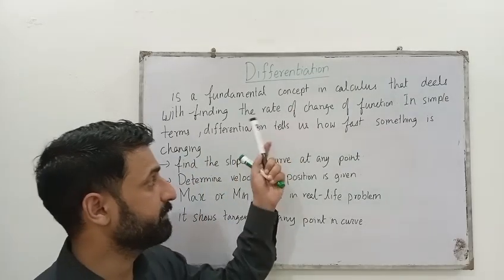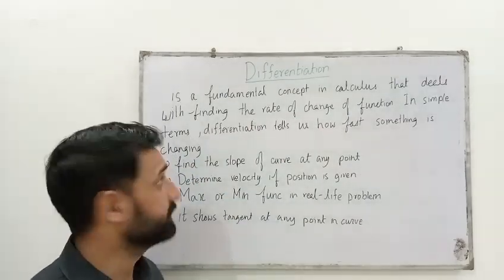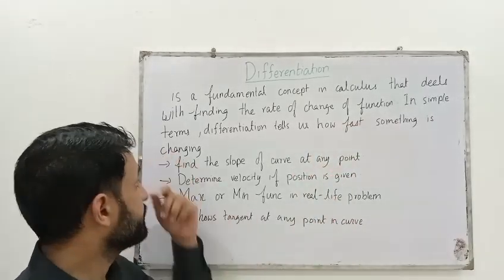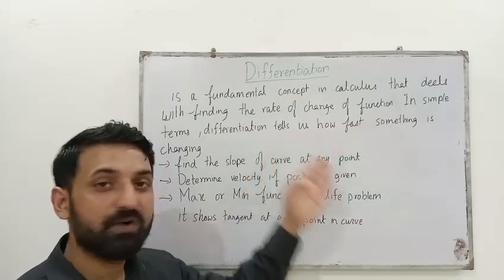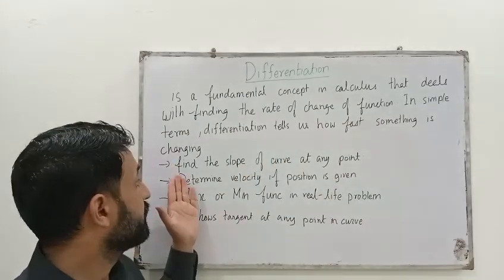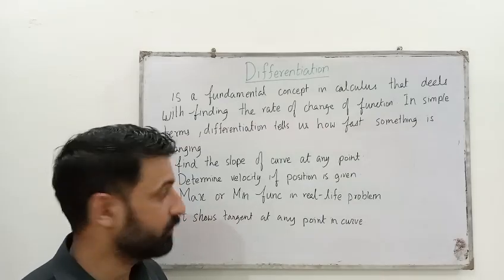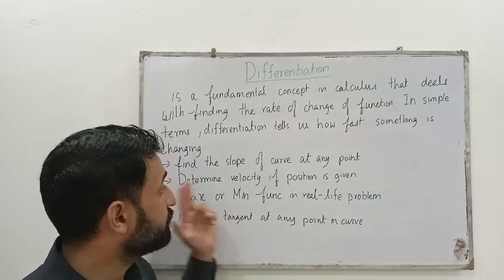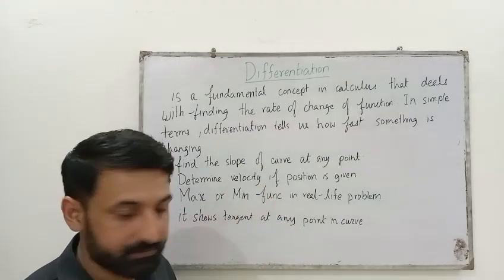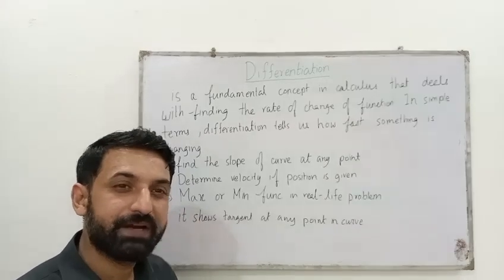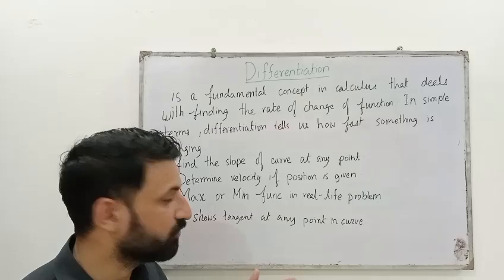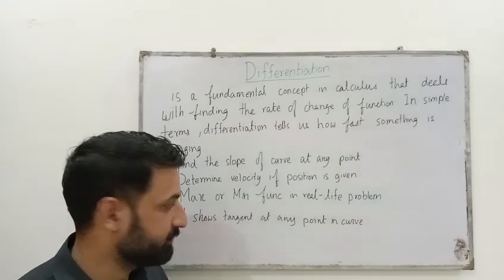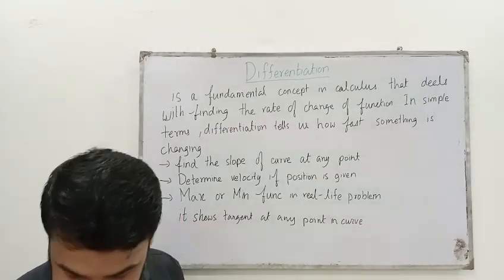Differentiation is a fundamental concept in calculus that deals with finding the rate of change of a function. In simple terms, differentiation tells us how fast something is changing. It is useful for finding the slope of a curve at any point. It also determines velocity if position is given. It is also used for finding maximum and minimum values for real life problems. And it also shows the tangent of a curve at any point.